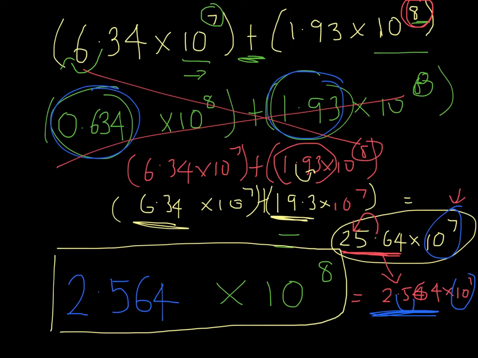The key takeaways are, if we have the same power on the base, then we can add the coefficients together straight away. But if they are not the same, as in these cases, then we need to go about making them the same. So if you're making it bigger on one side, you need to make it smaller on the other by the same amount, or vice versa. If you're making it smaller on one side, you need to make it bigger. Then you can either add or subtract as required. Good luck.